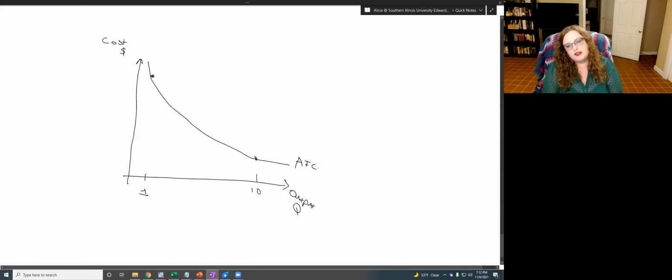Okay, well, that's the average fixed cost. If we have the average fixed cost, we're going to need the average variable cost. Average variable cost is actually very, very similar to the marginal product curve.